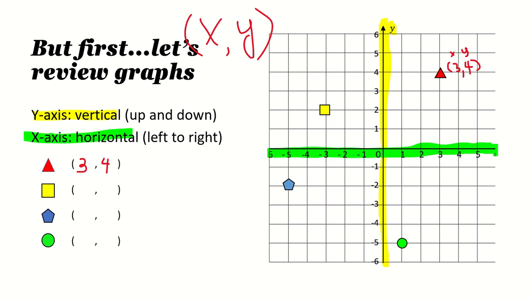Go ahead and label the other points and see if you remember everything from previous years. Pause the video, label these points by yourself, and then compare with me.